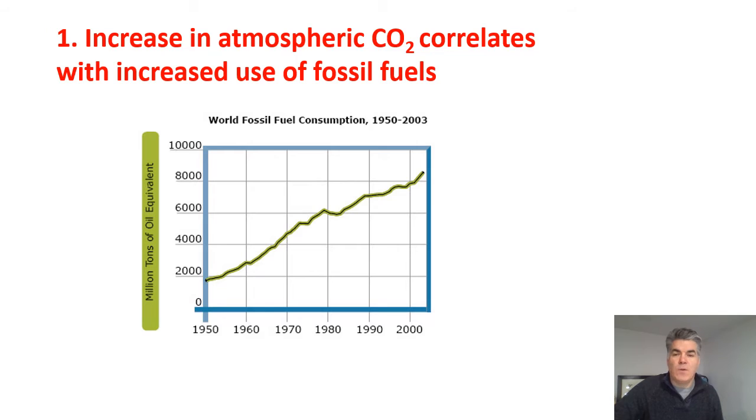So number one, we can look at the use of fossil fuels and see how that tracks compared to CO2. So here's a diagram showing you world fossil fuel consumption from the 1950s to recent time. And we basically see an increase that is comparable, at least qualitatively, to the Keeling curve. So we can say that there's a correlation between world fossil fuel consumption and the global concentration of CO2 in the atmosphere. So that is a correlation, of course, not necessarily a causation. So we need more evidence.